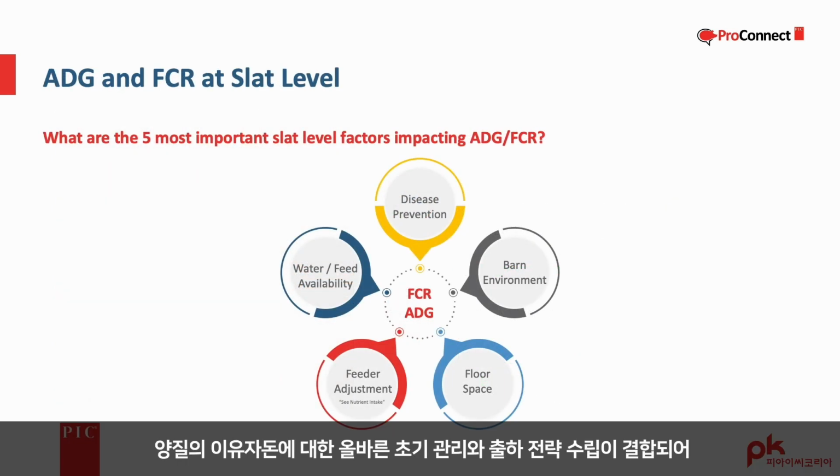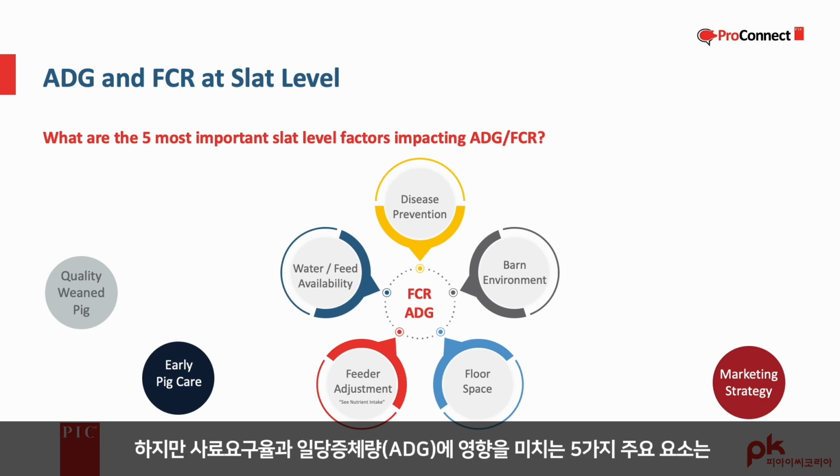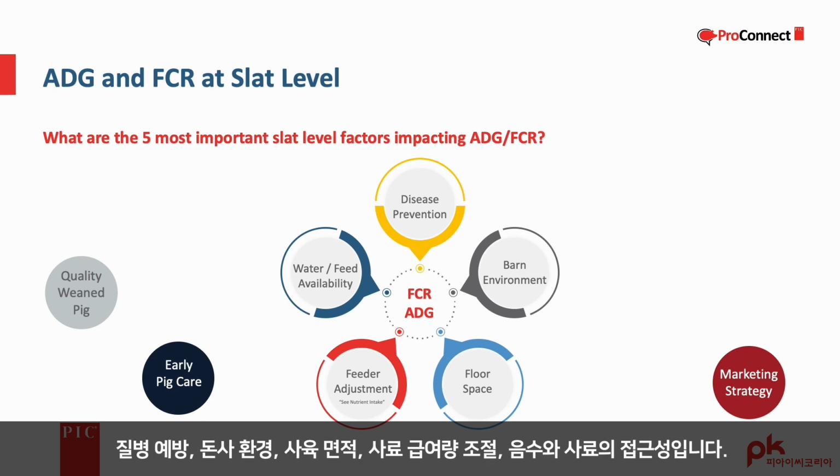A quality weaned pig, coupled with correct early pig care at the start and marketing strategy at the end of the growing period, play a role in feed conversion and average daily gain. But the 5 primary factors at the barn or slat level that impact feed conversion and average daily gain are disease prevention, barn environment, floor space, feeder adjustment, and water and feed availability.